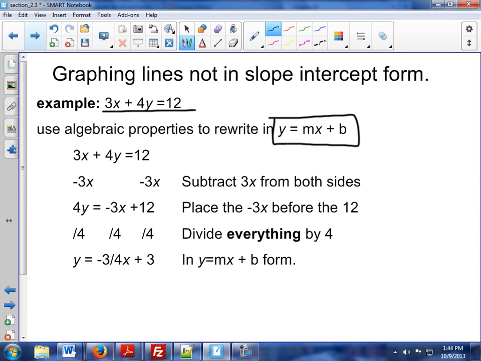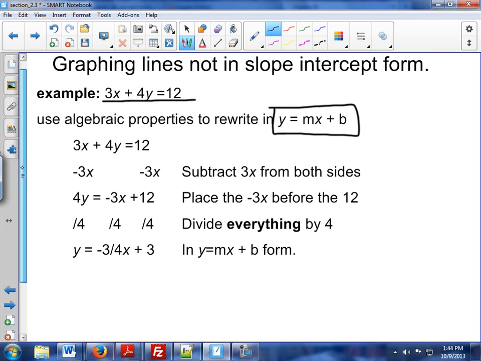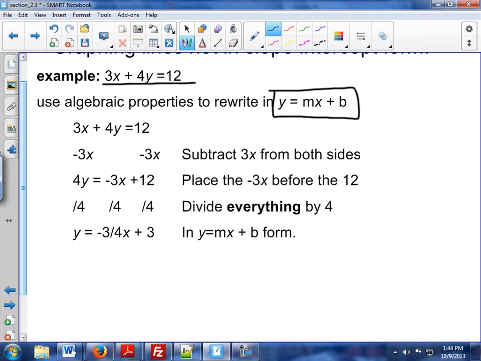I just showed you the steps that I went through. Granted, I know everyone in this room can do this, but I'm also teaching 9th graders this too, so bear with me. First thing we do is subtract 3x from both sides. Remember, put the x right after the equal sign because we want it in this form. So now I'm left with 4y equals -3x plus 12. Now I divide everything by 4. All of these have to be divided by 4.